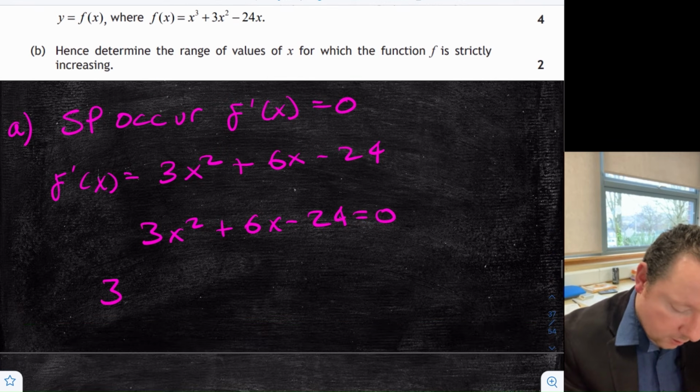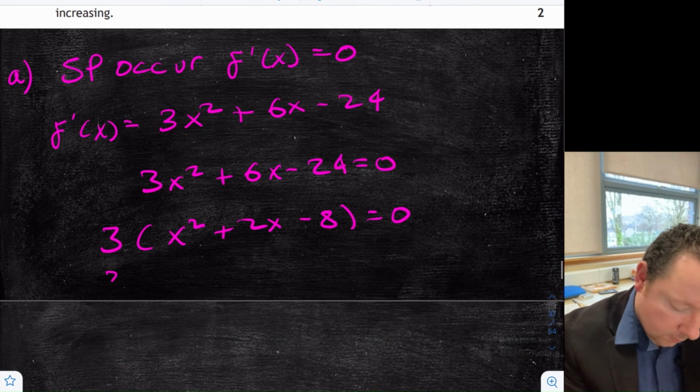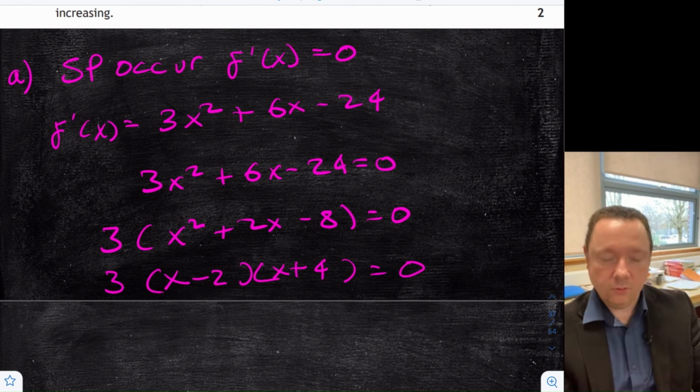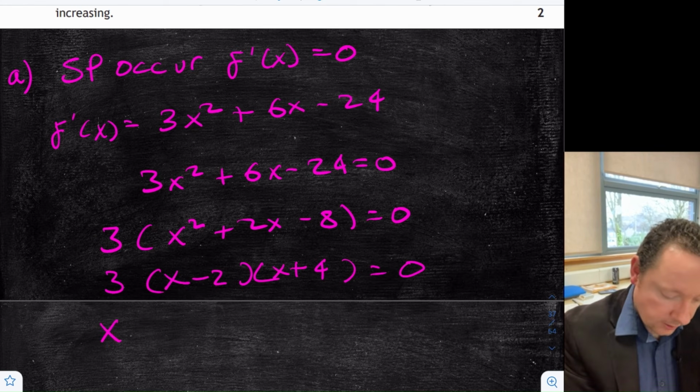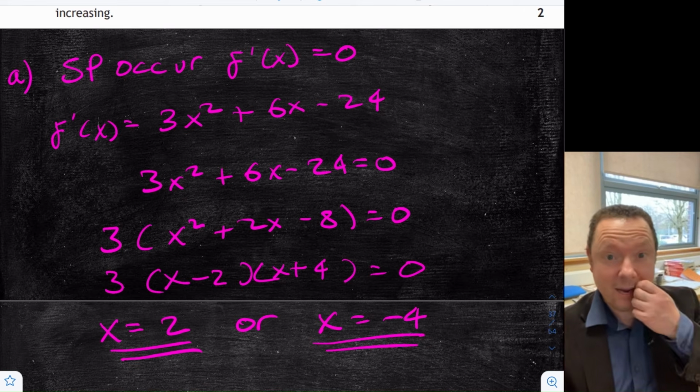3 is a common factor, so we get x squared plus 2x minus 8. And we can double bracket that hopefully quite easily. x and x, 4 and 2, plus 4 minus 2 equals 0. So that means that x equals 2 or x equals minus 4. The 3 doesn't matter because it's just times them by 0.